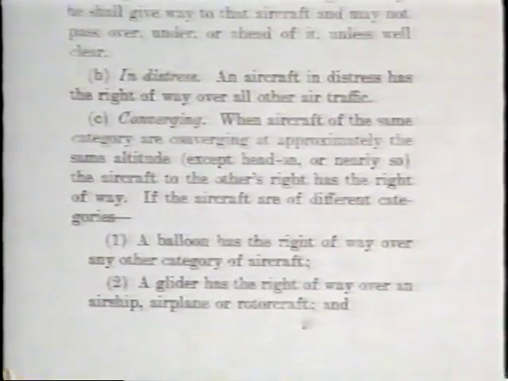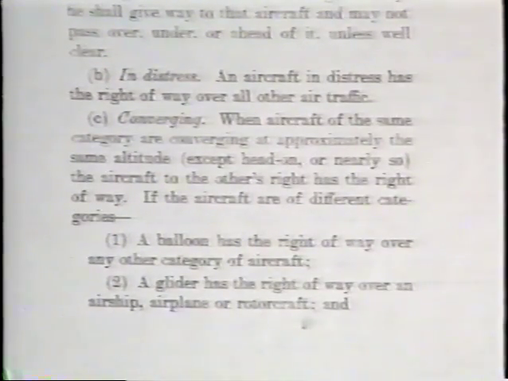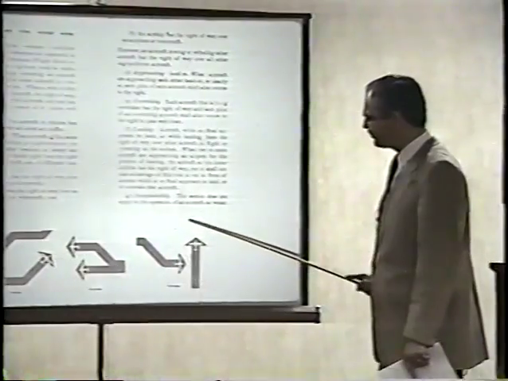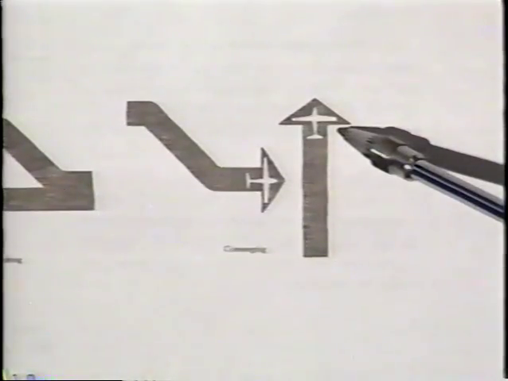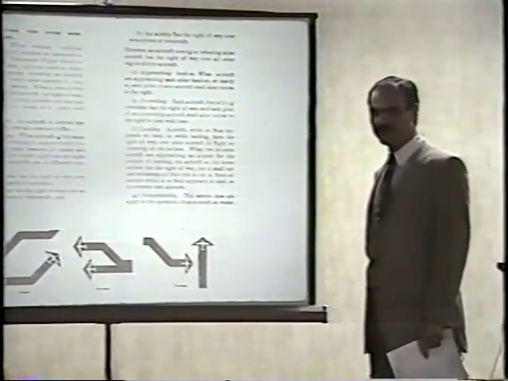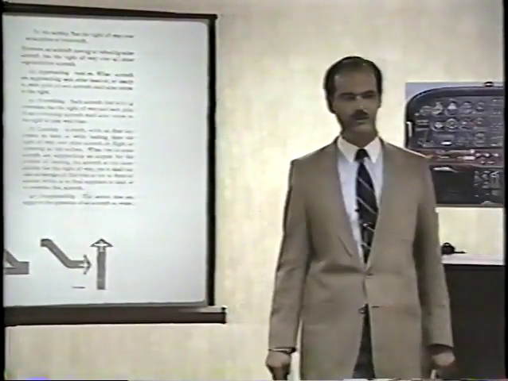It says, first of all, if someone's in distress, he has a right of way. Obviously, if you see a guy on fire, don't cut him out of the pattern, all right? He's got the right of way. Okay, aircraft in distress has a right of way. Now it says converging. Take a look up here. If two aircraft are converging of the same category, the guy on the right has a right of way. Now, I said of the same category. Is a 747 in the same category as a Cessna 152?